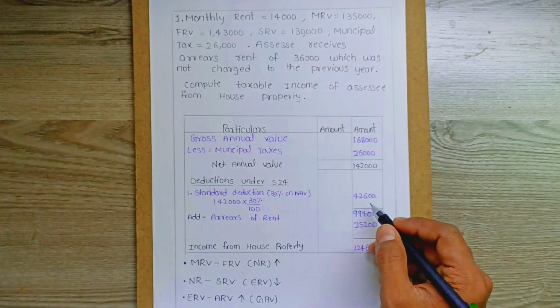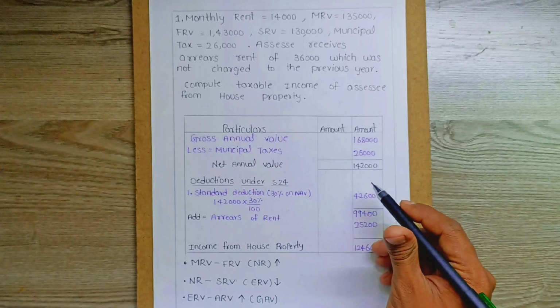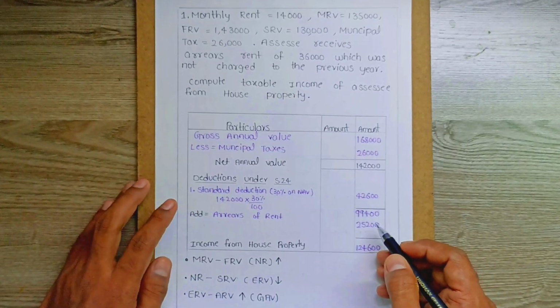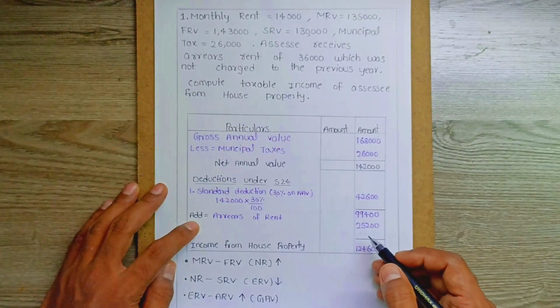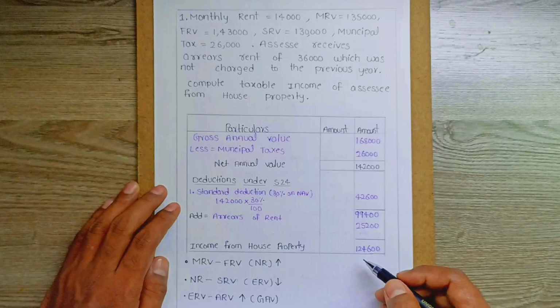In this, as you can see, we deduct the 42,600 from the 1,42,000, we get 99,400. After adding arrears, we get 1,24,600, which is the income from house property.